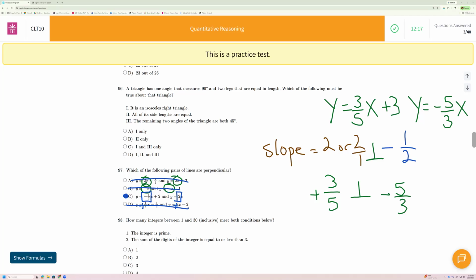Those are when you flip the fraction, right? And the sign. 2 over 1 and negative 1 over 2, perpendicular. Perp as in perpetrator, but perpendicular. All right. I'm going to erase. You can pause if you want to.